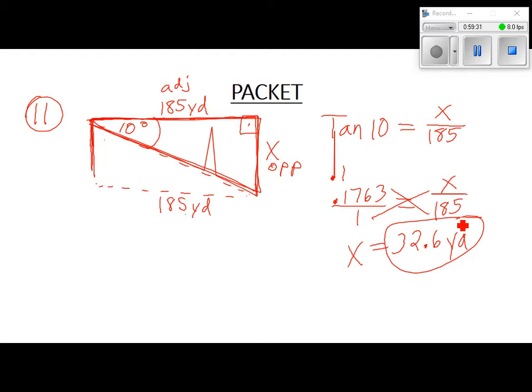All right, so when you're standing up here at the tee getting ready to hit your golf ball, you're actually hitting downhill, and you're 32.6 yards higher than where your ball is going to end up, hopefully.